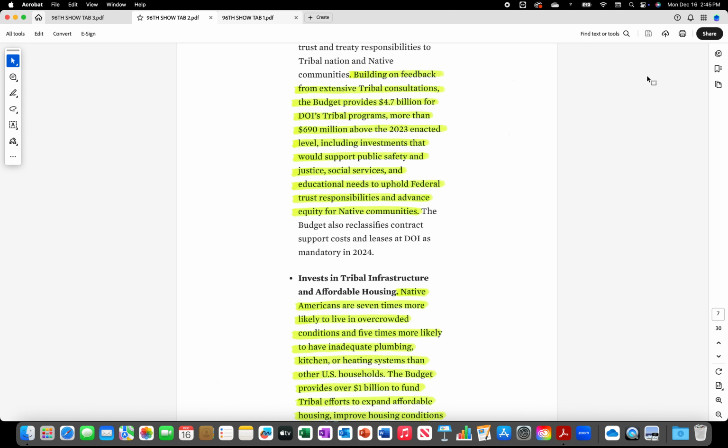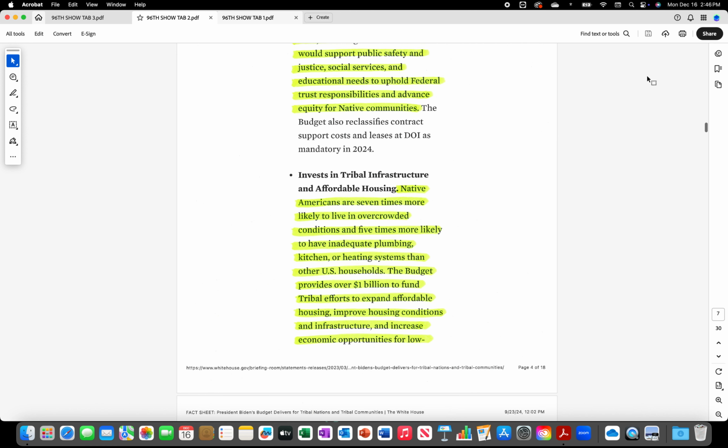Building on feedback from extensive tribal consultations, the budget provides $4.7 billion for DOI's tribal programs, more than $690 million above the 2023 enacted level, including investments that would support public safety and justice, social services, and educational needs to uphold federal trust responsibilities and advance equity for Native communities.